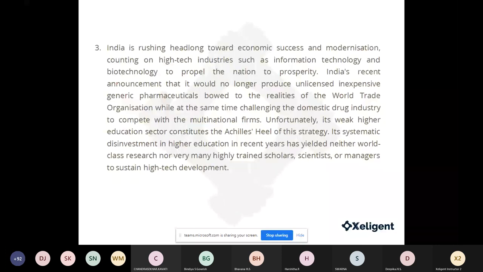India is rushing headlong towards economic success and modernization. You can just underline this. India's recent announcement that it will no longer produce unlicensed, expensive generic pharmaceuticals. Okay, so this is nowhere useful for the question, so we can eliminate these lines because it's not going to give us the correct answer. So we just read out the next lines. Unfortunately, its weaker higher education sector constitutes the Achilles heel of this strategy. Achilles heel is an idiom which means the weakest point. Even though there are a lot of benefits, the weak higher education sector is going to be the weakest point.